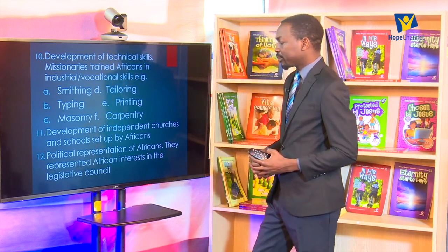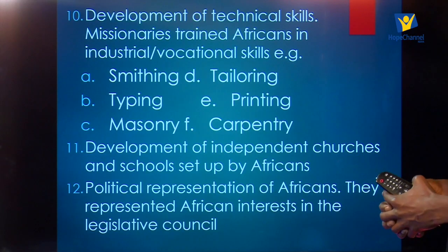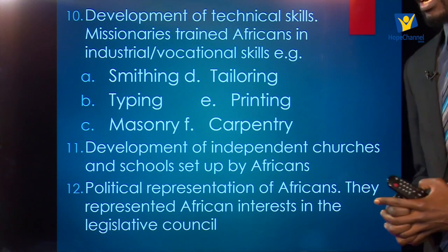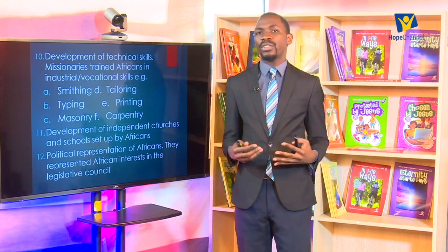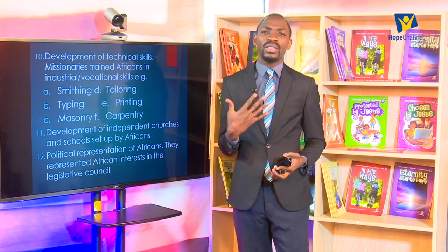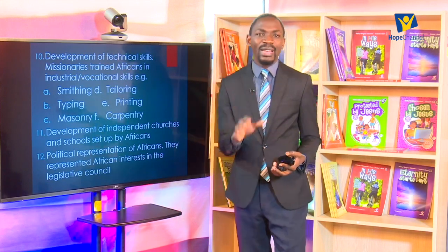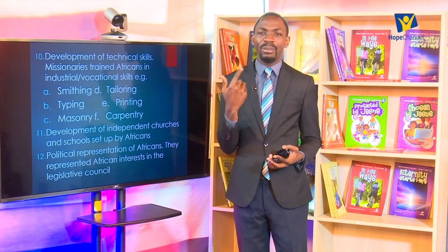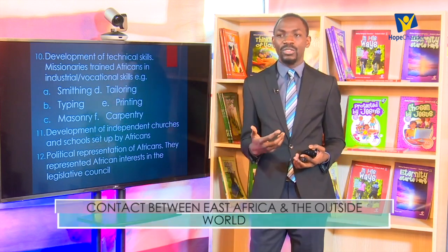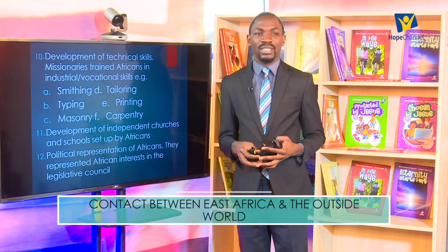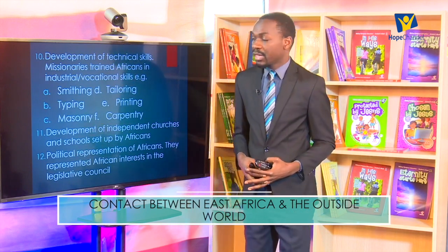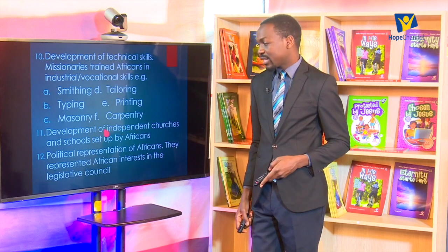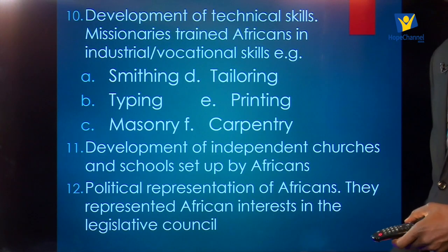And then number 11, there was the aspect of development of independent churches and schools set up by Africans. I will teach you this when we come to Form 3, when we shall be discussing this in detail. But for now, I want to tell you that there are some Africans who took it upon themselves to begin independent churches, which were led and started by Africans. They believed that Africans also had the power to begin their churches and lead the services without necessarily involving the white missionaries. So that also became an important development of independency, without necessarily depending on the European missionaries.